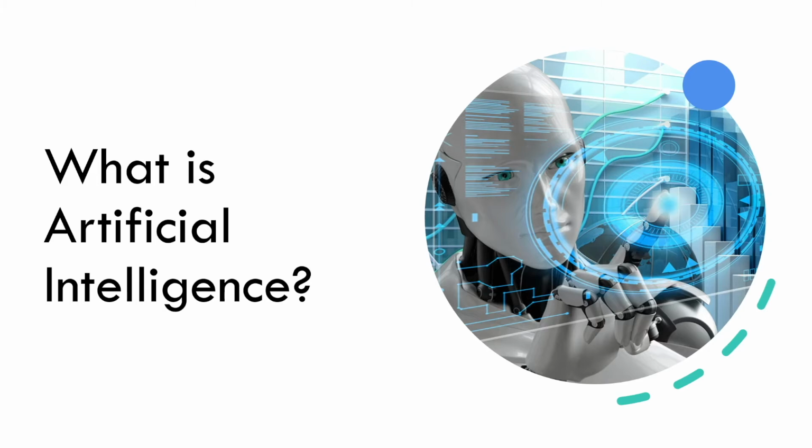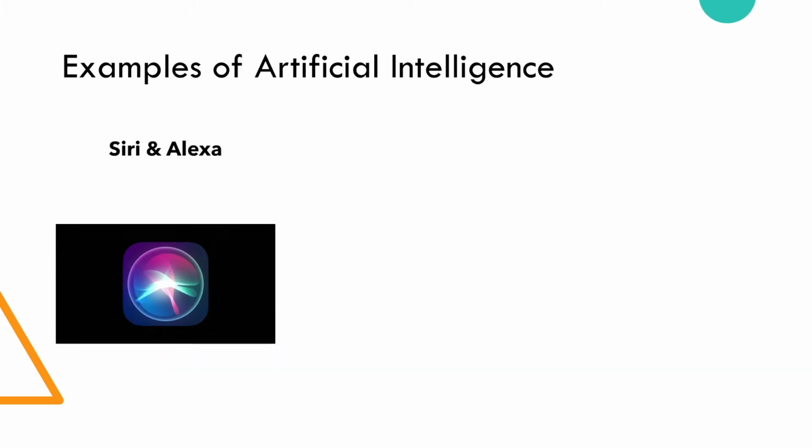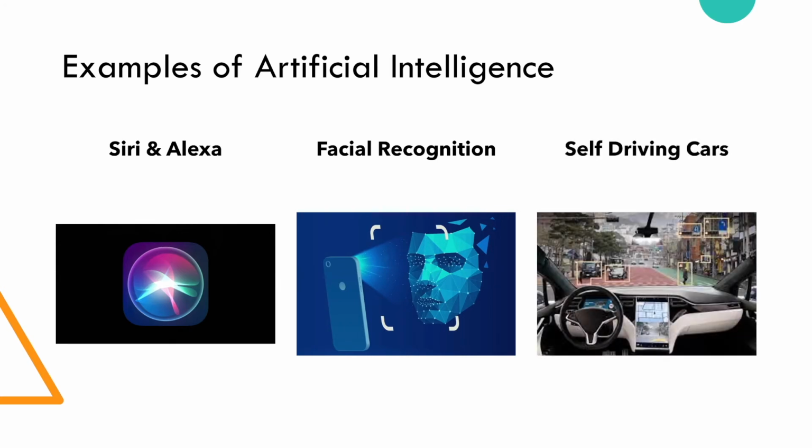Artificial intelligence is a branch of computer science focused on building machines that can perform tasks that usually require human intellect, such as visual perception, speech recognition, decision-making, and translation between languages. Some examples include Siri and Alexa, facial recognition like on your iPhone, and self-driving cars.